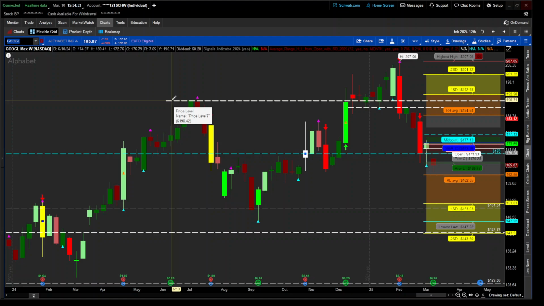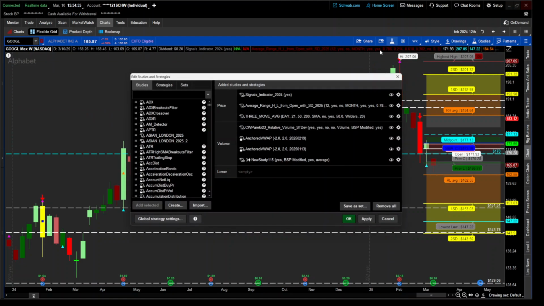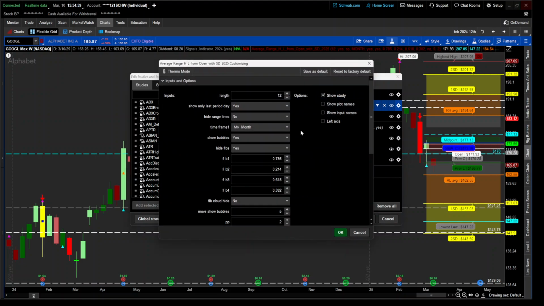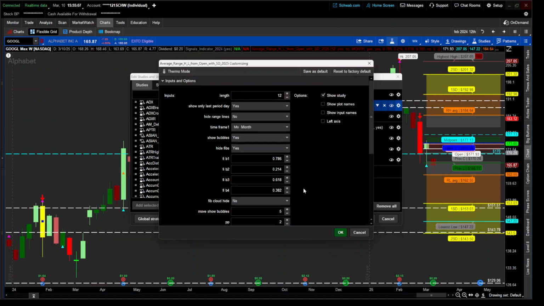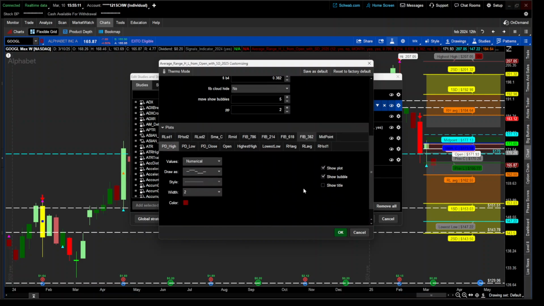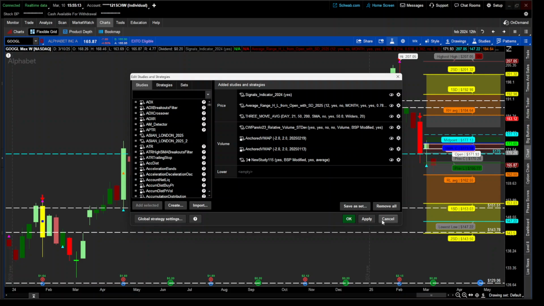So those are the levels, and some of the other features of the indicator, the premium version of the indicator, is, like I said, the Fibonacci clouds. You can cut those on and off. Move the bubbles. That's on the free one as well, and just all those different levels and everything.